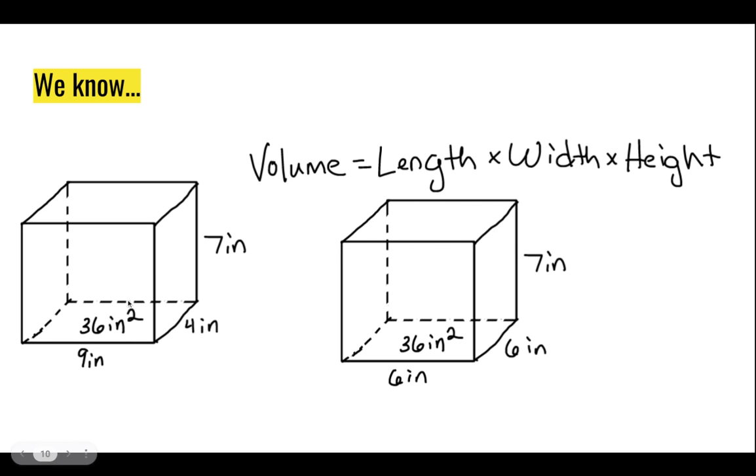We could also figure out, if we assume the 36 inches squared is the area of this side, a length and width. There are different possibilities. It might be 9 inches long, 4 inches wide. It might be 6 inches by 6 inches. We don't know exactly the dimensions, but we could figure out and get a list of possibilities.